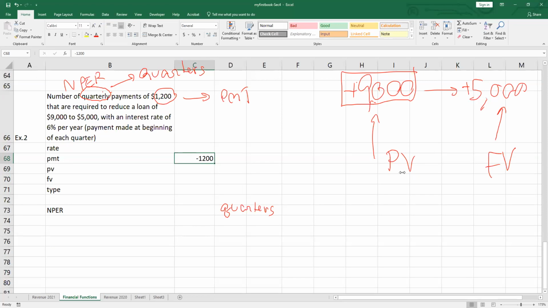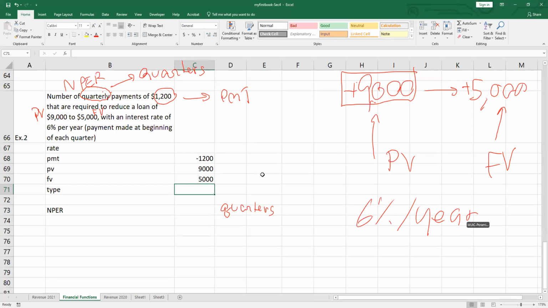So the PV here is from 9,000, positive, to 5,000, that is positive too. This is the meaning of reducing a loan from 9,000 to 5,000. It tells us about PV and FV. And we said that the interest rate is 6% per year.